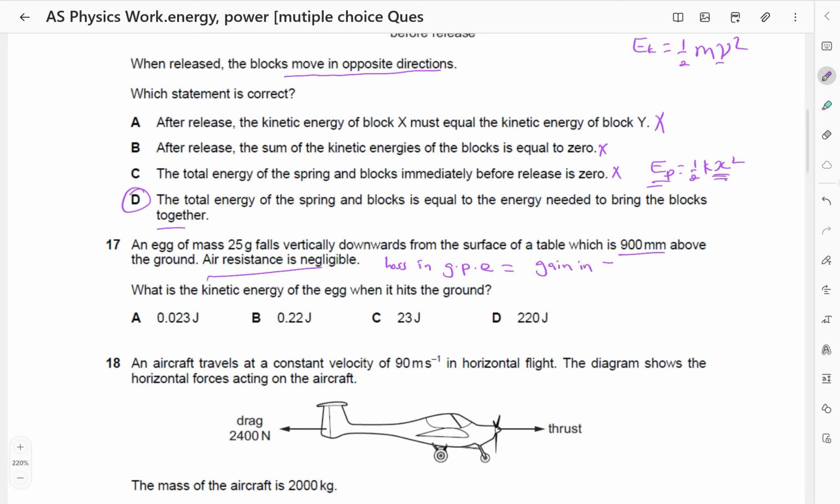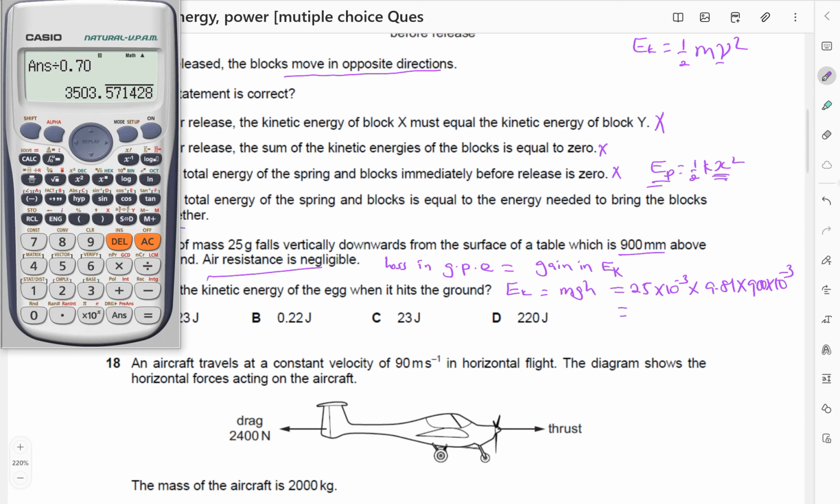in kinetic energy. So it means kinetic energy this time will just be equal to mgh. Now somebody would wonder why I say Ek is equal to mgh. I've just said the loss in gravitational potential energy, which is mgh, is equal to the gain in kinetic energy, which I'm calling Ek. So Ek is simply equal to mgh, which will be equal to 25 times 10 power negative 3, that is changing it to kilograms, times g, which is 9.81, then times the h, which is 900 millimeters, so that would be 900 times 10 power negative 3.